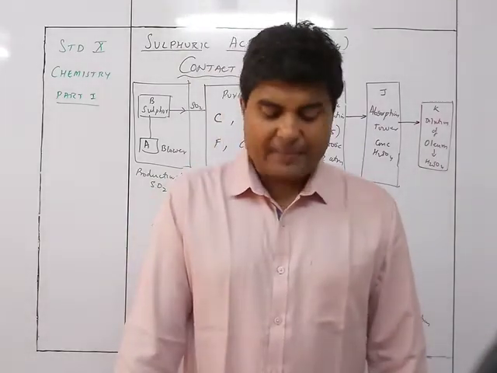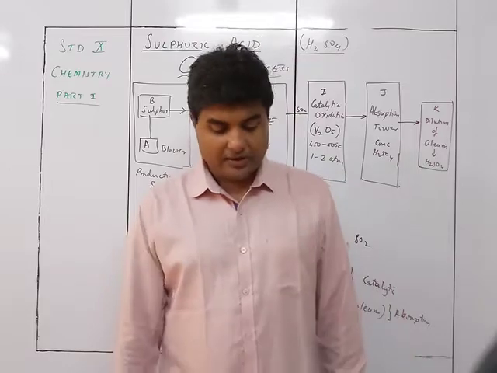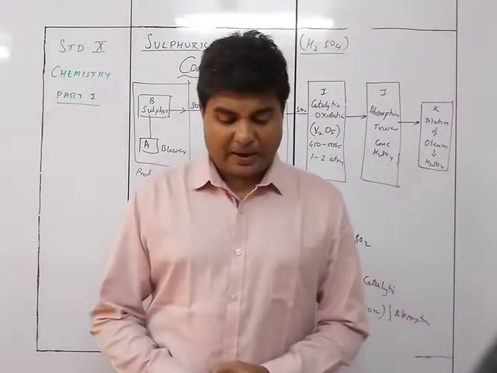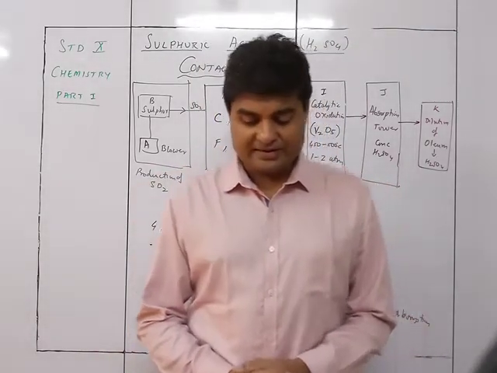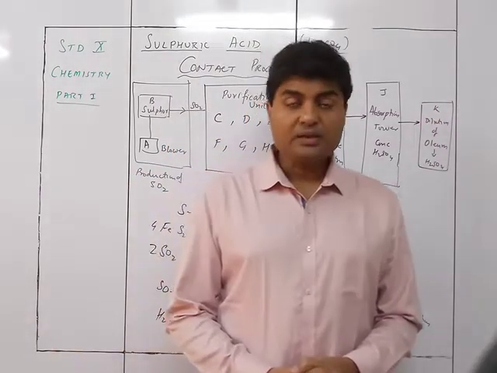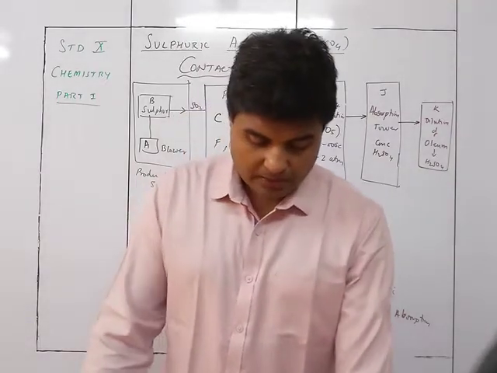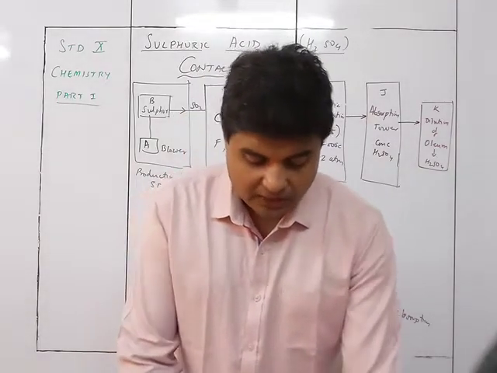Hence higher pressure favors a high yield of sulfur trioxide, but may cause damage to the lead pipes and acid resisting towers and decomposition of the porous catalyst. Therefore, an optimum pressure of 1 to 2 atmosphere is used. Now the last part about this is the absorption tower.